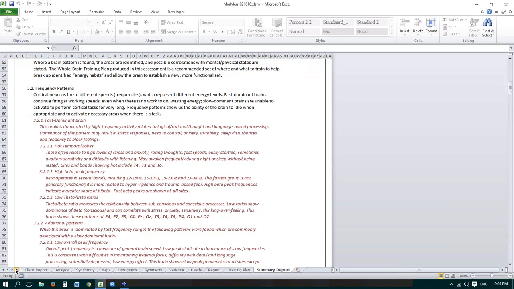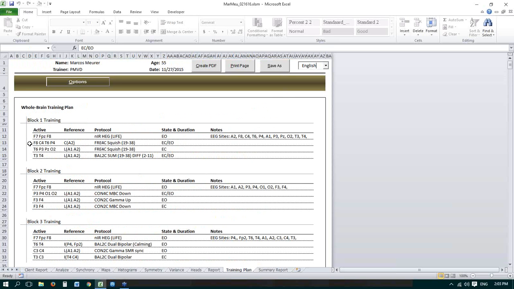And if we go on to the last step, I've already processed the training plan here. It gives me the places that it would train, the references that we would use, whether they're common reference, linked reference, or independent references, and what the training approach would be.